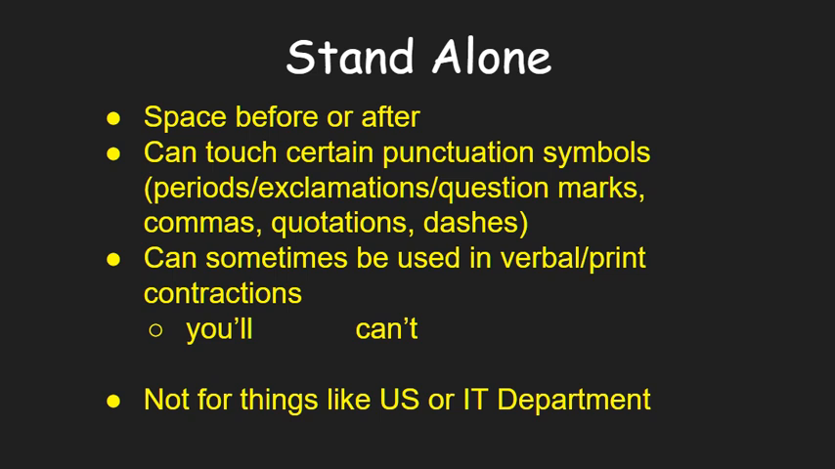So those standalone words, these alphabetic word signs, have to have some rules that make sense for when it can be that contraction or when it's just a letter. So they can touch certain punctuation marks or symbols like periods, exclamation marks, question marks, commas, quotations, dashes. If you go back and reference the rules, then you'll have some more examples of what you can and can't use those standalone contractions with when they're touching those sorts of things. And you can use them in those verbal or print contractions like you'll, you'd have Y apostrophe LL for you'll, and for can't, you would have a C apostrophe T, so they can touch apostrophes, but not every apostrophe.